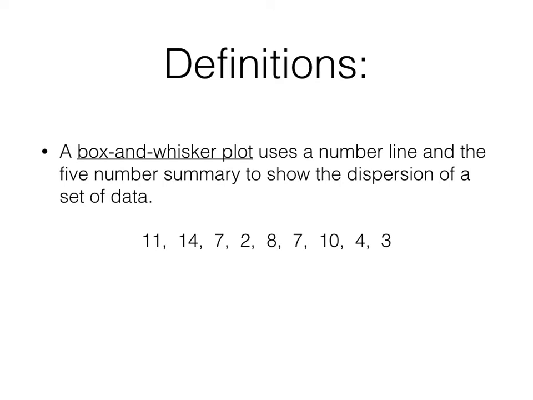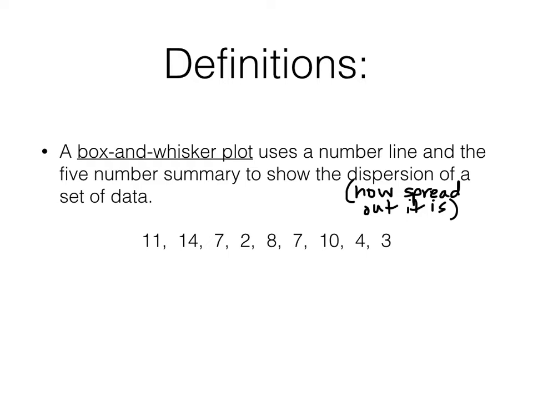A box and whisker plot uses a number line and that 5-number summary to show dispersion of a set of data. Dispersion, how spread out the set of data is. Okay, so first things first, I've got to take these numbers that I have in this set. I want to find out how many I have. So I have 1, 2, 3, 4, 5, 6, 7, 8, 9 values. That helps me a little bit figuring out where my 5-number summary values are.